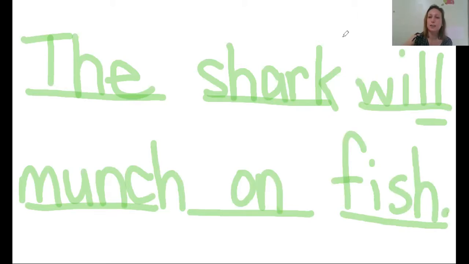F-I-S-H. And of course, the end of our sentence gets a period. Uppercase letter at the beginning, space between my words, and period at the end. The shark will munch on fish. Nice job. Now we are ready to move on to reading.